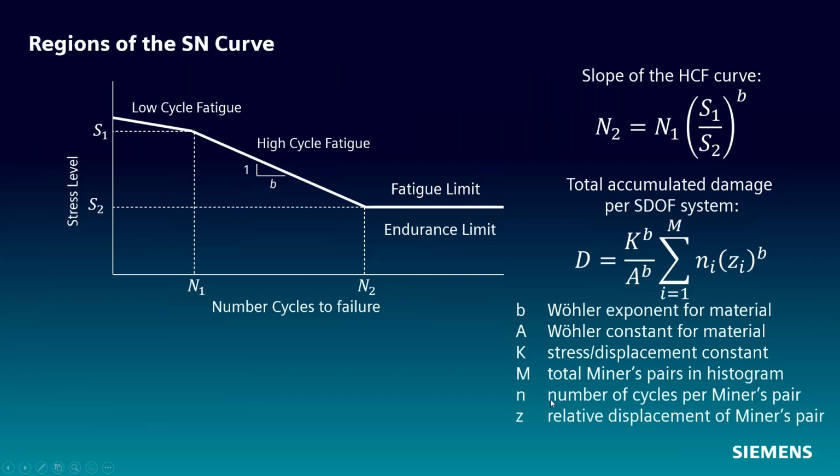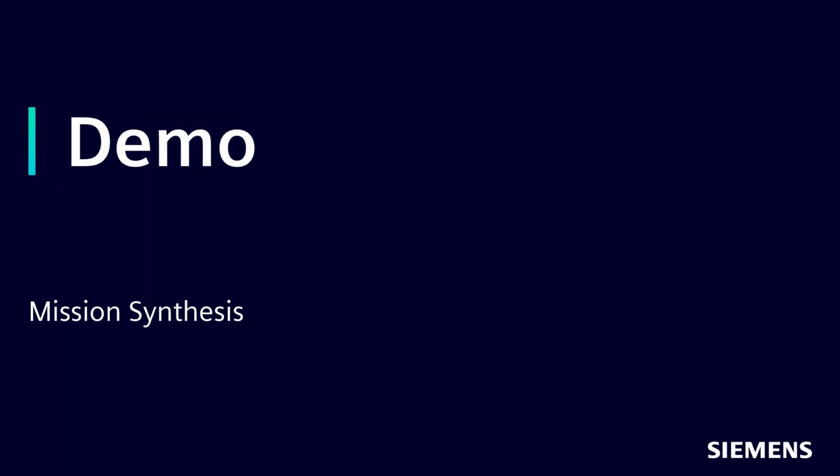And then we have lowercase n, the number of cycles in the Miner's pair, and z, the relative displacement of the Miner's pair. So all this gets run through this equation, and we end up with a single number at the end for the damage amplitude that's going to be in our fatigue damage spectrum. So let's take a look at how this is done in SimCenter Test Lab.